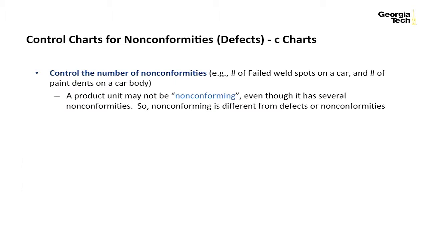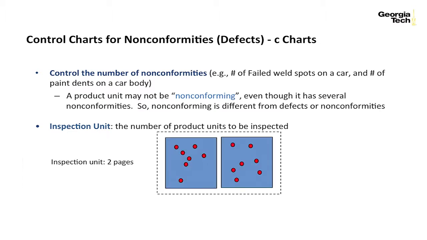As I said, there is a difference between nonconforming items and nonconformities. A product or a unit could have several nonconformities, but it may not be considered a nonconforming item. And that's why we do not use the P chart in these cases. We use the C chart, whose application is more on the side of counting the number of defects. So one term that we use in this C chart is inspection unit. An inspection unit is the number of units that we inspect for counting the number of defects, and it could be more than one product.